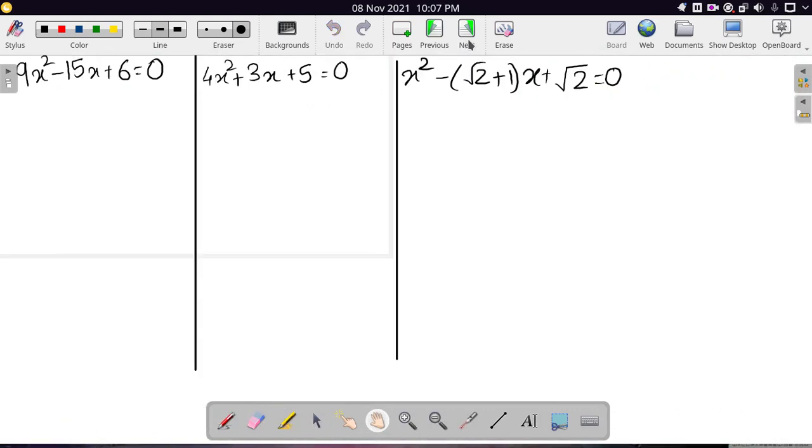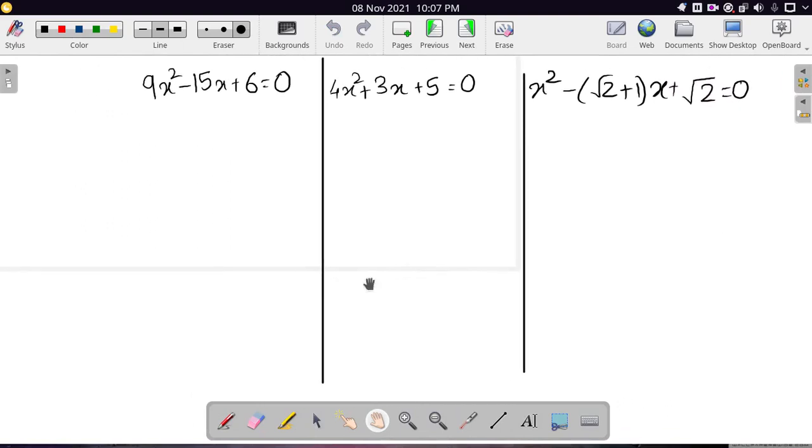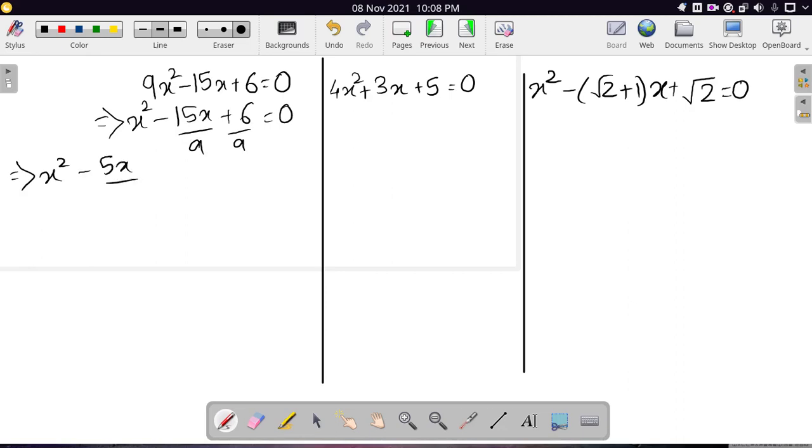Now let us move on to sums. Okay, here this is the first sum. What we will do? What was our first step? Our first step was to divide the entire equation by the leading coefficient. So we will divide the entire equation by 9. This is 9x square minus 15x by 9 plus 6 by 9 is equal to 0. Now x square, if you want, you can just cancel this out. This will be x square minus 5x by 3 plus 2 by 3 is equal to 0.